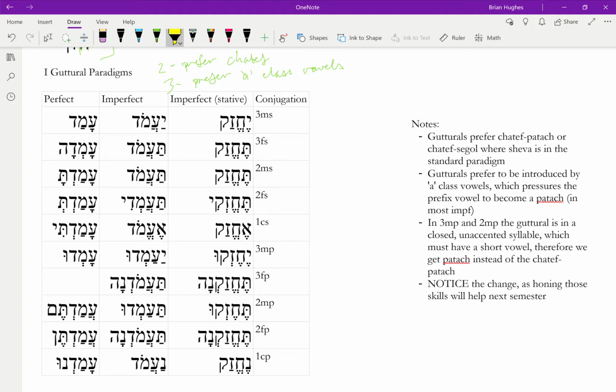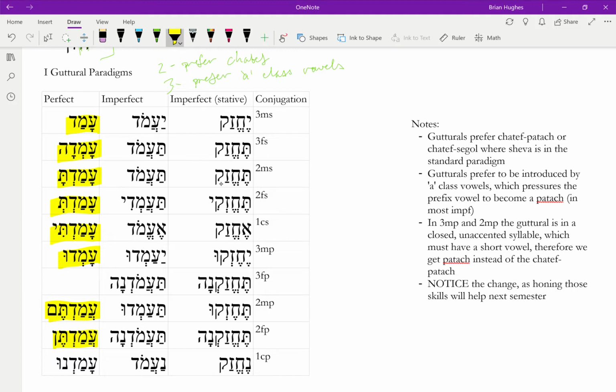So to go through the perfect conjugation, the only place we see difference is in the second masculine and feminine plural down here. Because here in the 3MS of the Qal perfect, amad, we're not asking this guttural to have a vocal shava or anything like that, so it's fine. Same with the third feminine singular, second masculine singular, all these: this guttural isn't being asked to do anything it doesn't particularly like, and so it's okay. It's a standard paradigm.